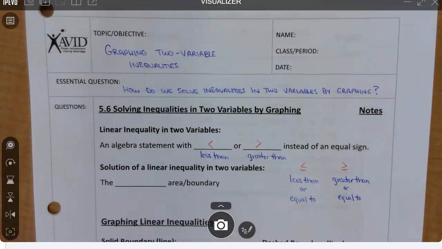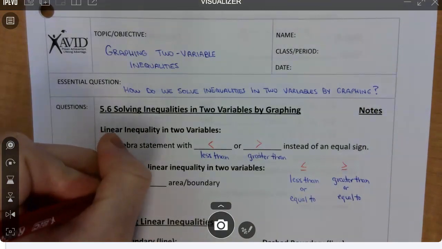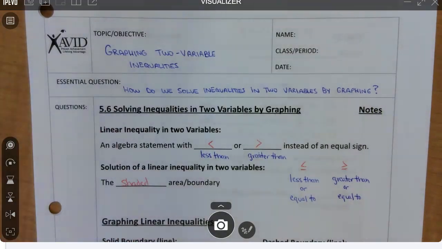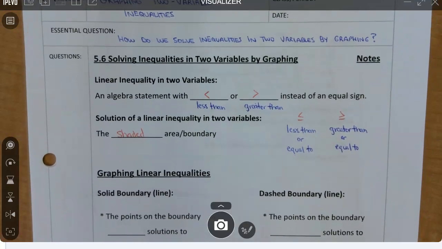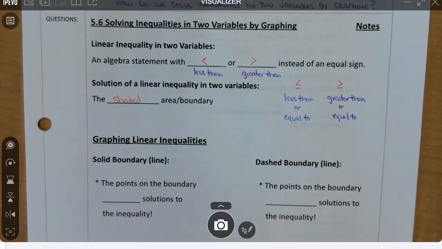And then after we graph our line, the way that we're going to show our solution is by using a shaded area or boundary. So we're going to have a section of our graph that we shade in, and that will represent the solution to our two variable inequalities. Now when we draw the original line, it has two possibilities. It can either be a solid line or a dashed line.